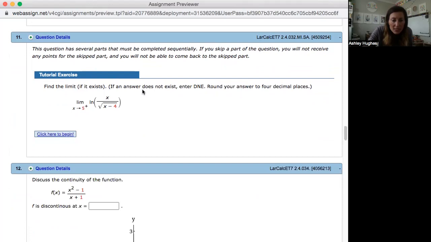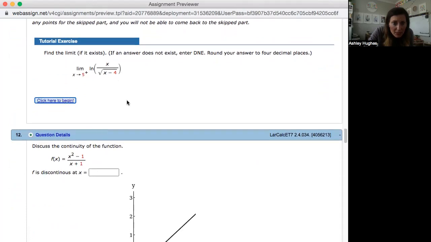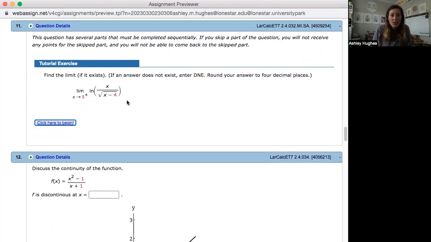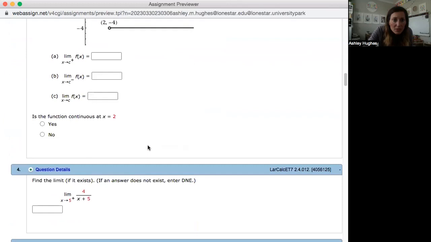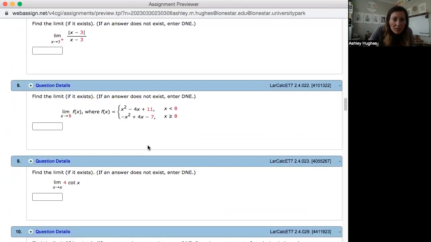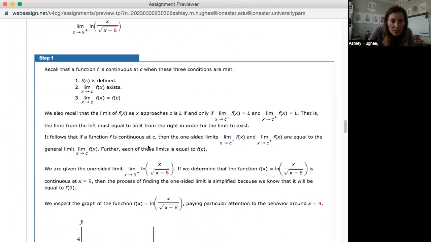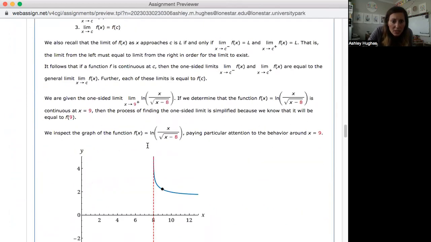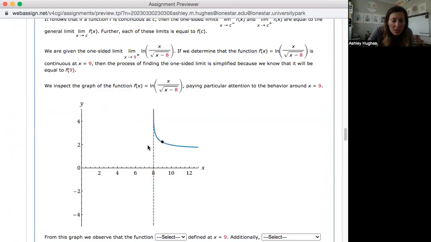Let's see, find the limit if it exists. If the answer does not exist, enter DNE. So if I do 5 over 5 minus 4, I'm trying to see if it'll let me click here to begin. I don't know if it'll let me if I'm the instructor. Whoops. Where did it go? Okay, now it changed. Okay.